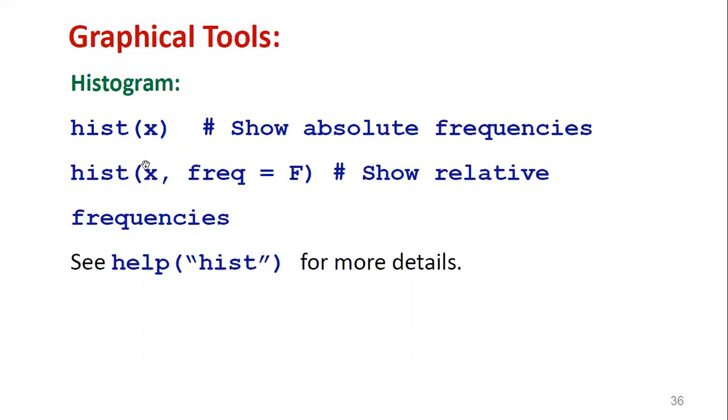Whereas by specifying freq equal to F, it shows relative frequency. Or you can make freq equal to TRUE, which again shows absolute frequencies. Whenever freq equal to FALSE, it shows relative frequencies. Then if you want help about histogram, type help within parentheses, within double quotes, hist for more details.